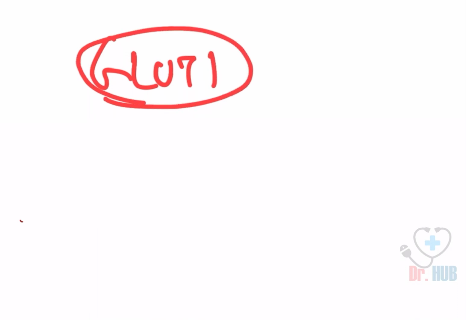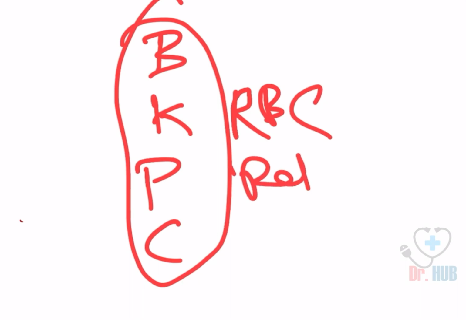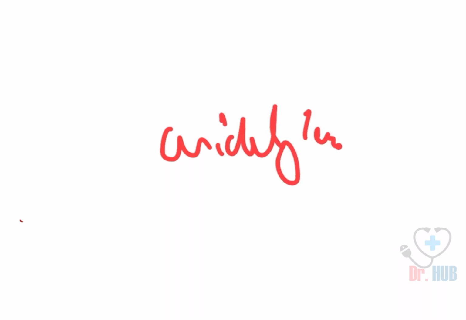Then moving on to GLUT1. GLUT1 involves the brain, the kidney, the placenta, the colon, as well as the RBC and the retina. It is widely located and there's high affinity for glucose.